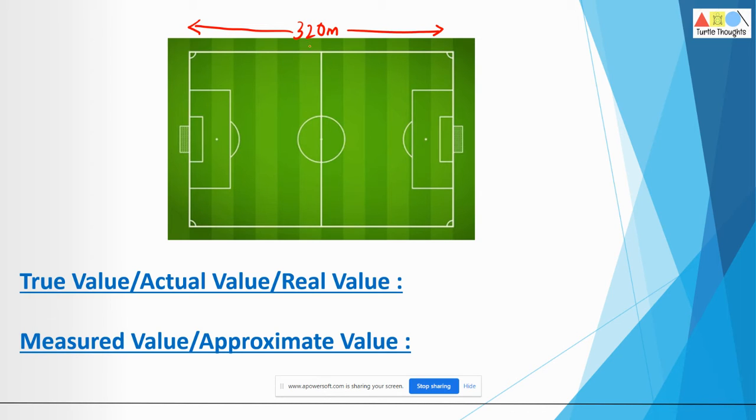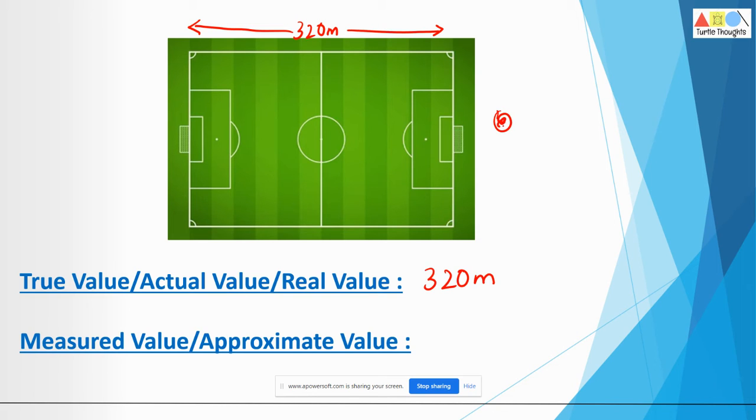Since he has built the field, we can assume that this is the actual value or actual length of your football field. The actual value can also be called the real value, or true value. So what is the actual value, true value or real value of length? It is 320 meters.